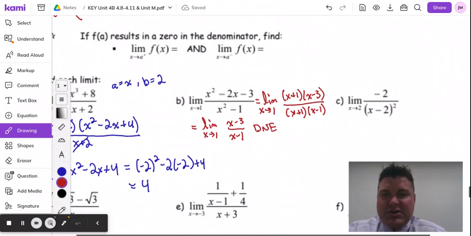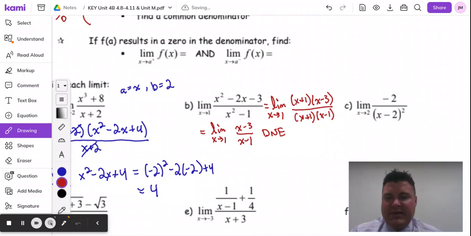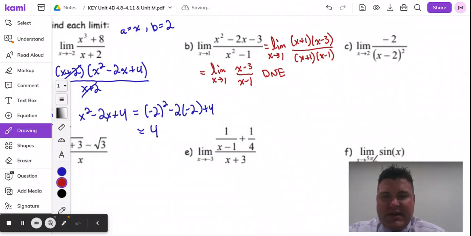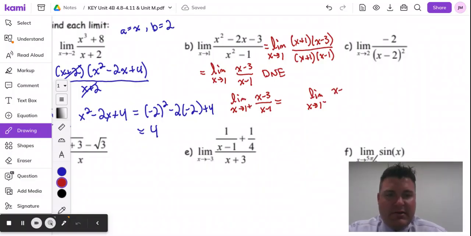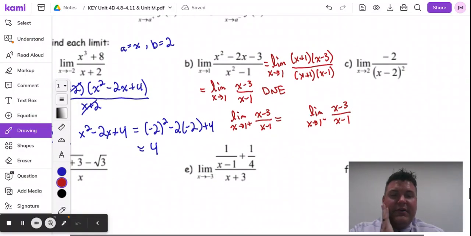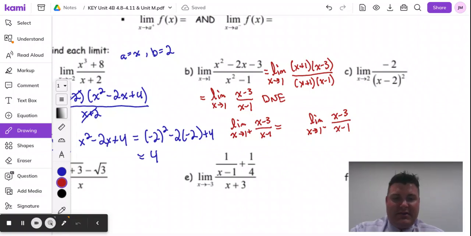Let's come back up here for my instructions. If f of a, which just means we plug in the limit, results in a 0 in the denominator, we're going to find the right and the left. So I want to find the right and the left at 1. So the limit as x approaches 1 from the right equals something, and the limit as x approaches 1 from the left. So what we should know from this course is that we have just a 0 on the bottom. That's going to give us a vertical asymptote. So we have a vertical asymptote right there.